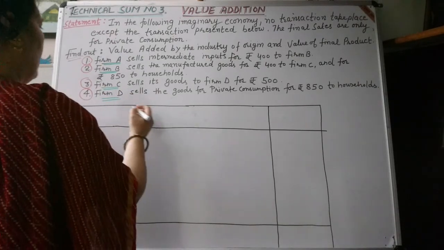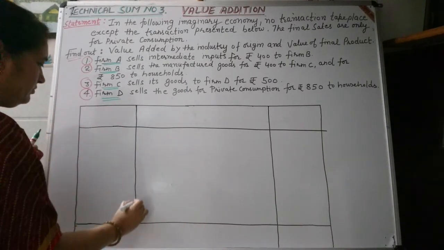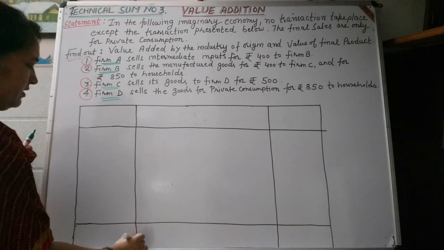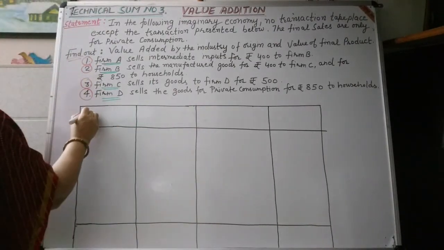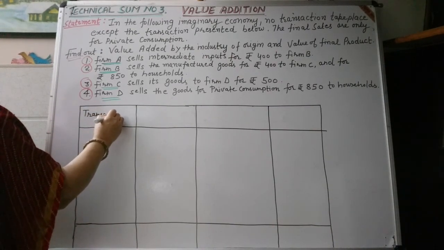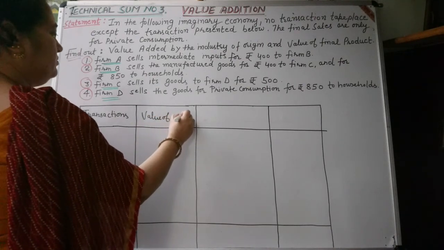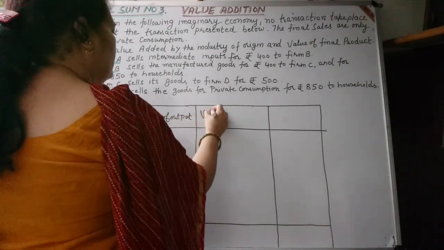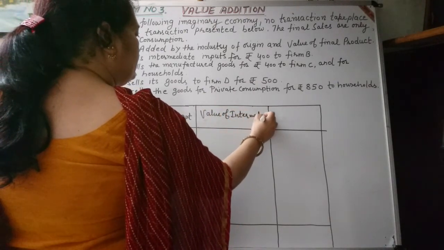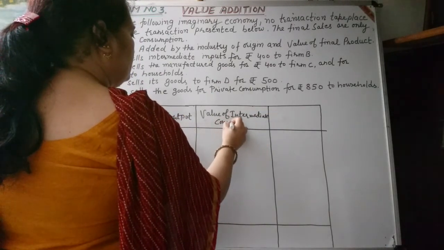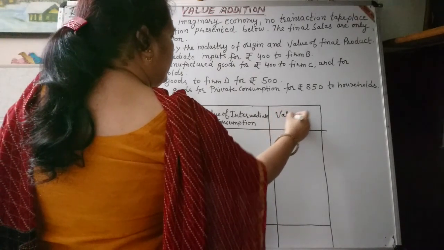So let us prepare our format. Transactions will be here. Number 1, transactions. Number 2, value of output. Number 3, value of intermediate consumption. Number 4, value added.